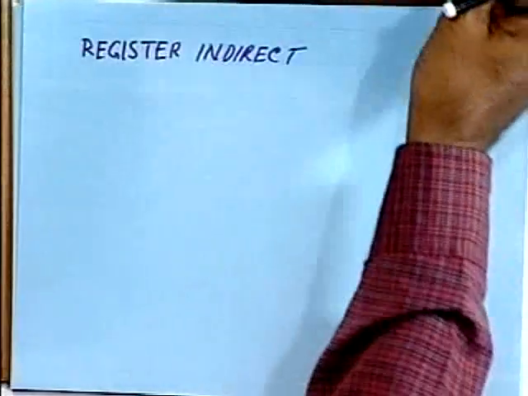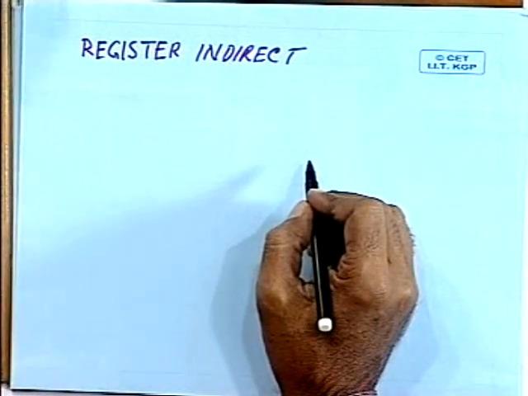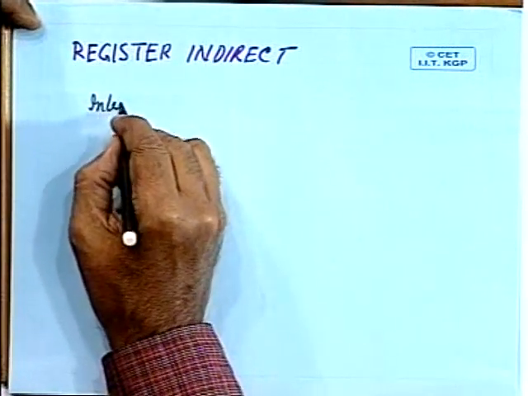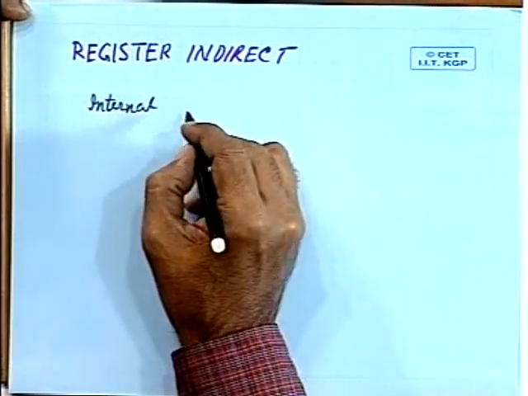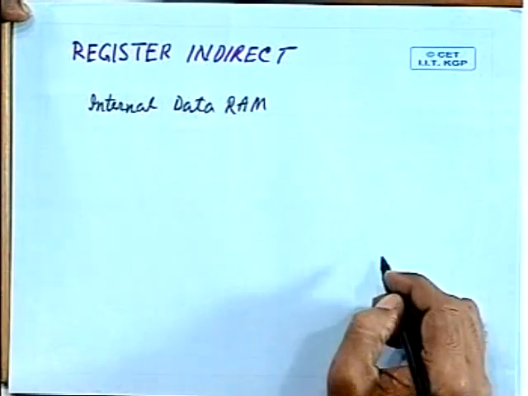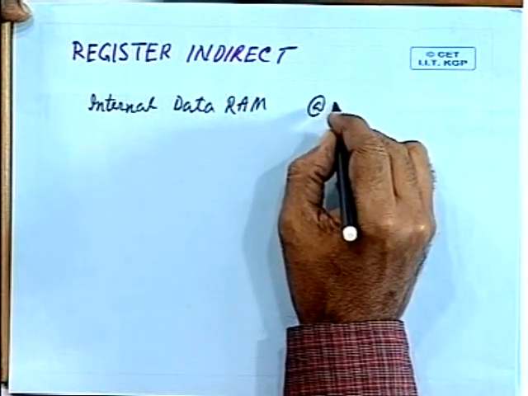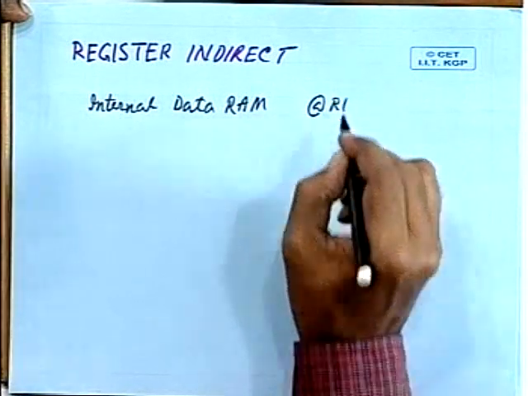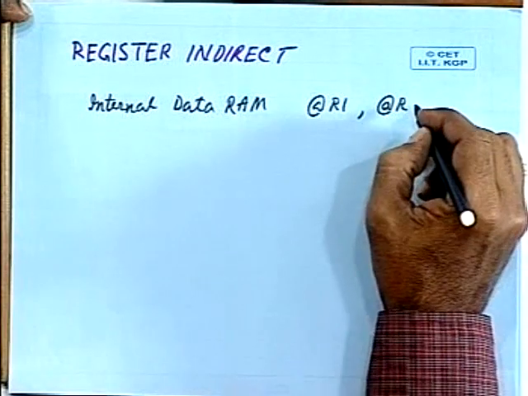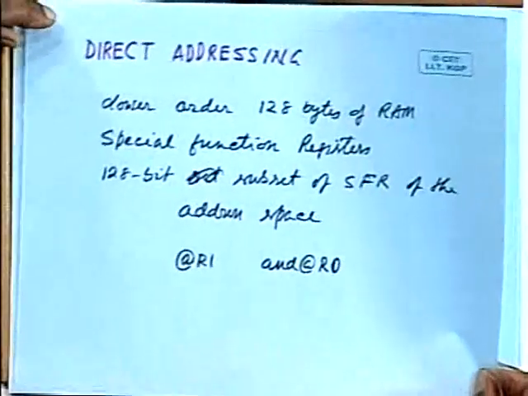Next addressing mode is the register indirect addressing mode. In register indirect addressing mode, you can access internal data RAM. You can use the registers R1 or R0. I am sorry, I have made a mistake here.